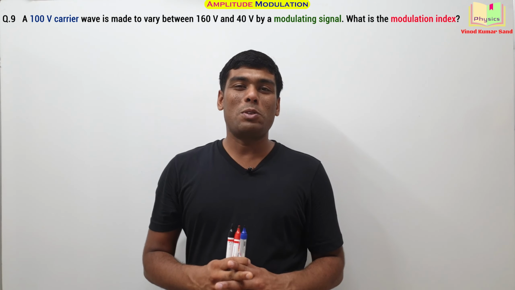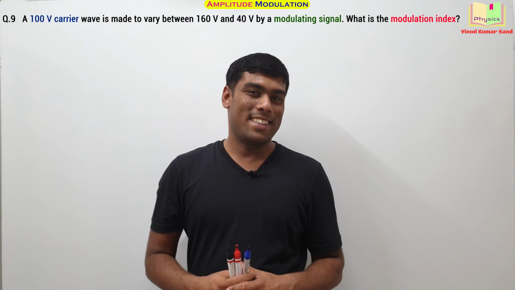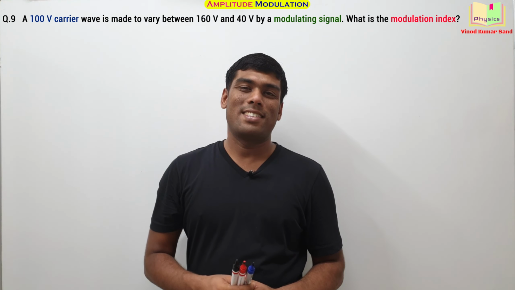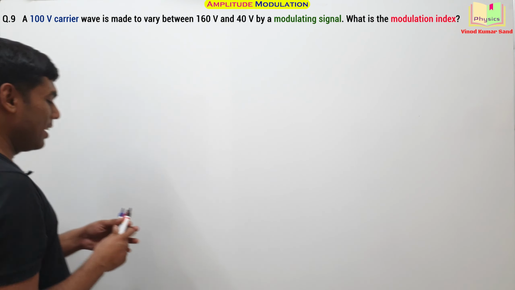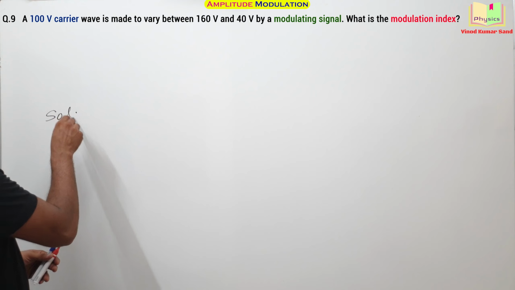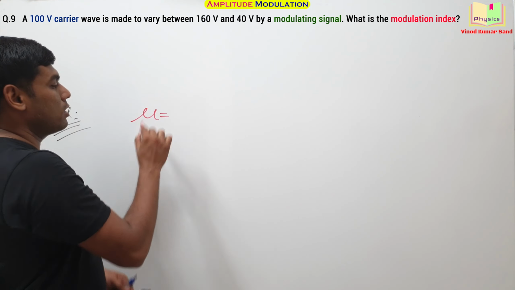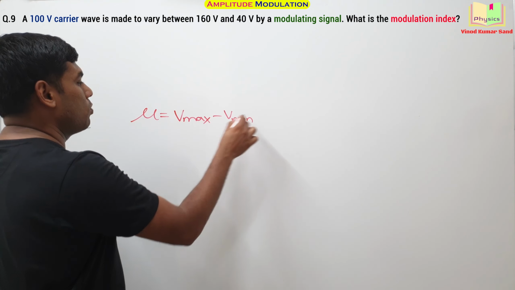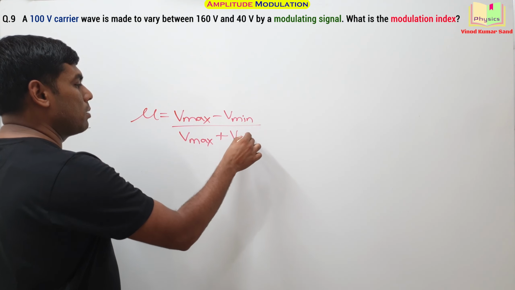It's another simple question. So I request you to pause here and give it a quick try. I'm waiting for your answers. The correct answer is mu is equal to 0.6. Actually, looking at the data of the question, we get the idea that we should be using this formula. Mu is equal to Vmax minus Vmin divided by Vmax plus Vminimum.